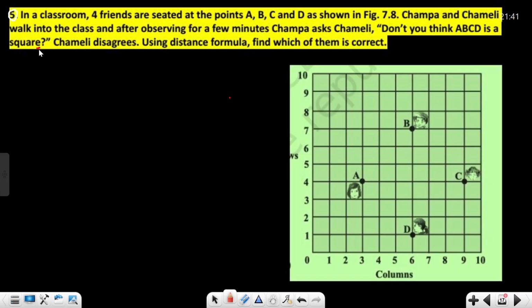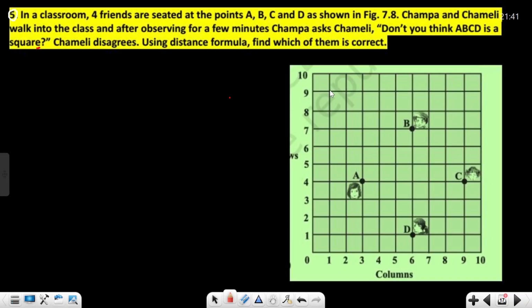It means the 4 students who sit at points A, B, C, D, when they join A to B, B to C, C to D, D to A, does it become a square or not? Now Chameli disagrees. So using the distance formula, find which of them is correct.